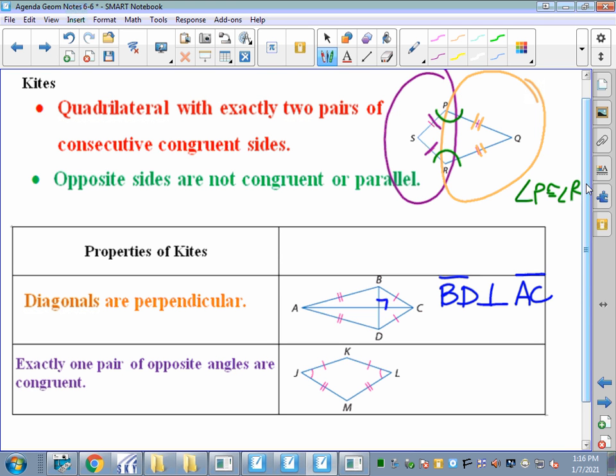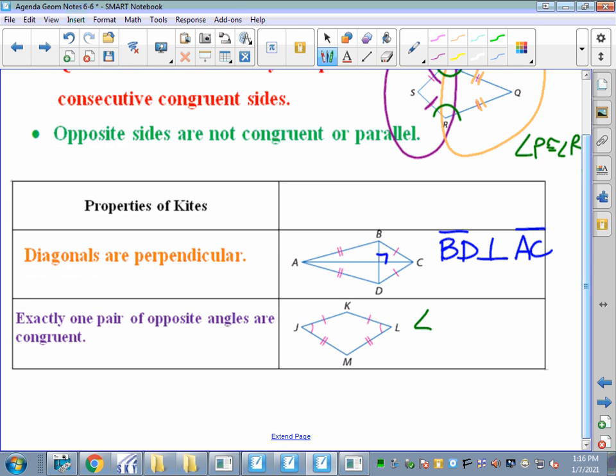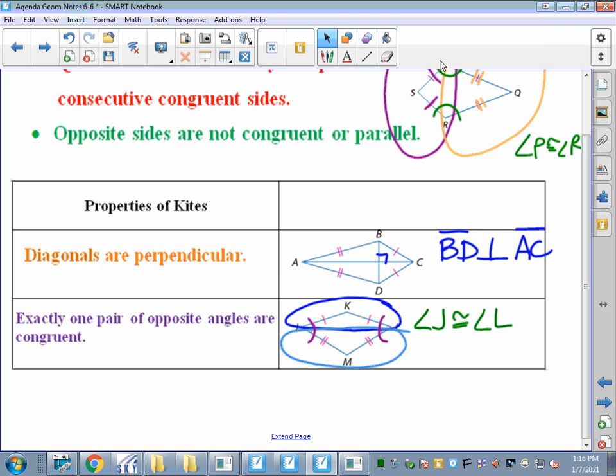It's pretty apparent, I think, if you look at it, that S and Q are not congruent. So one pair of congruent angles. K and M in this bottom table are not congruent, but angle J is congruent to angle L. And again, it's all about how you split it. Here's my pair of congruent sides. Here's my other pair of congruent sides. So that split mark, that's where my angles are congruent. I don't know if that helps you to see it or if it makes it more confusing.